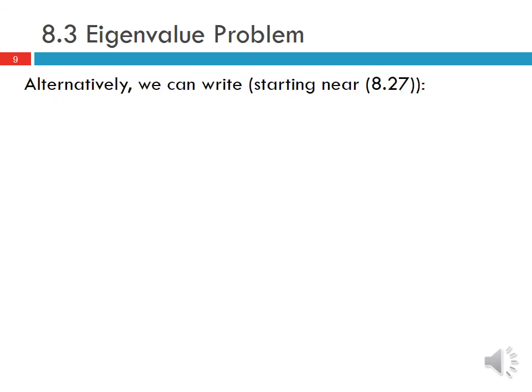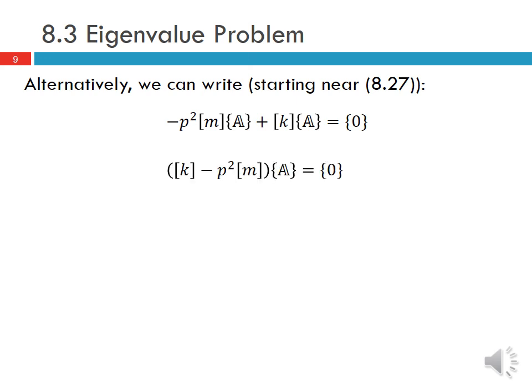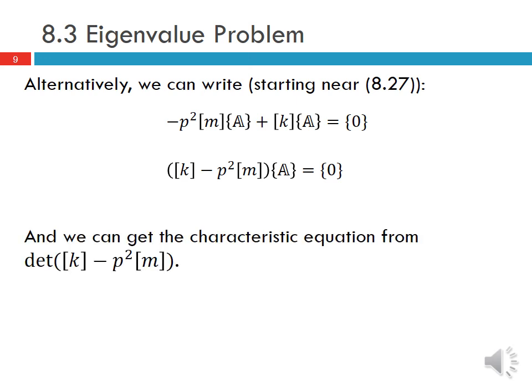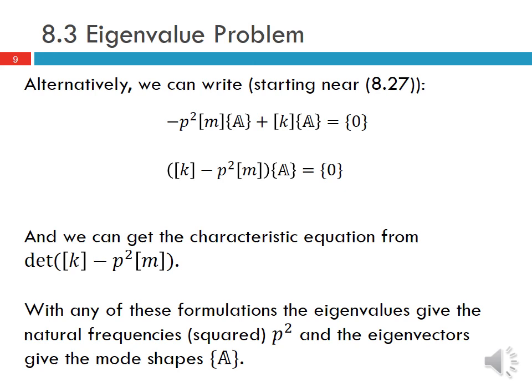Alternatively, if we start somewhere near 8.27, we can write minus p squared MA plus KA is equal to 0, or K minus p squared M times A is equal to 0. And again, we can get the characteristic equation from the determinant of K minus p squared M, as we have seen in the previous sections. With any of these formulations, the eigenvalues give the natural frequencies squared, or p squared, and the eigenvectors give the mode shapes of A.